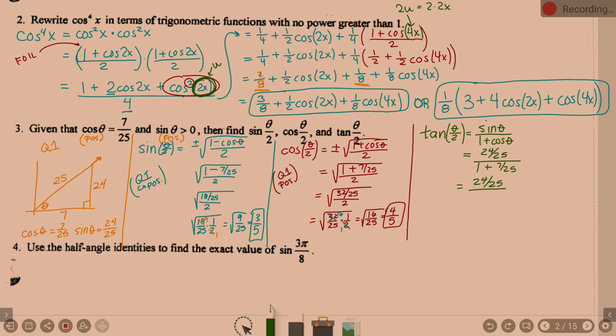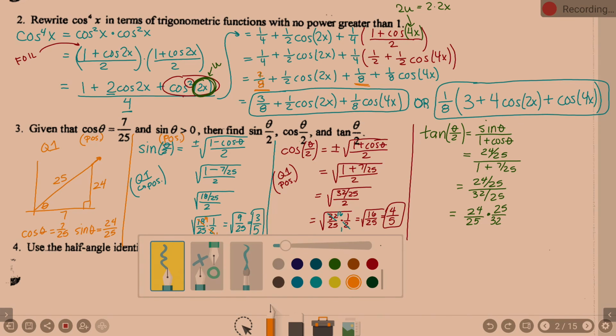So 32 over 25. How do we divide fractions? Keep 24 over 25, change division to multiplication and flip. And we have 25 over 32. Now, you can multiply all you want there, but I am not multiplying those big numbers out, because that is just crazy speak.